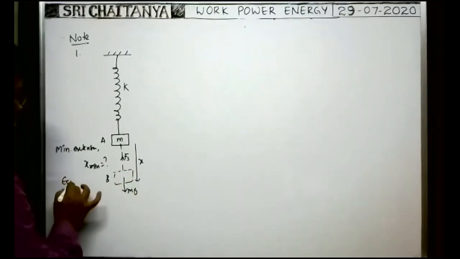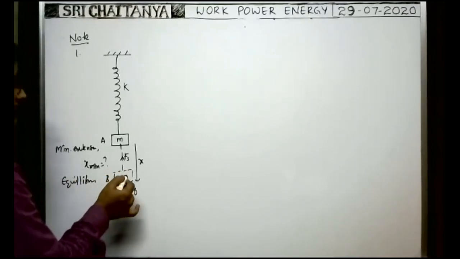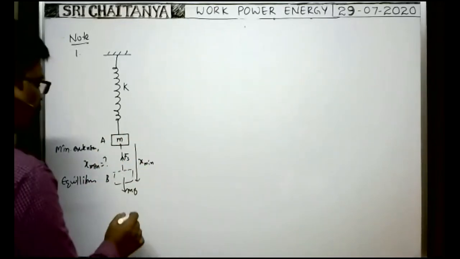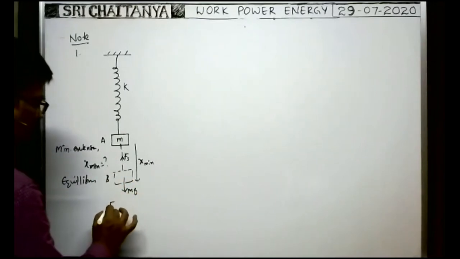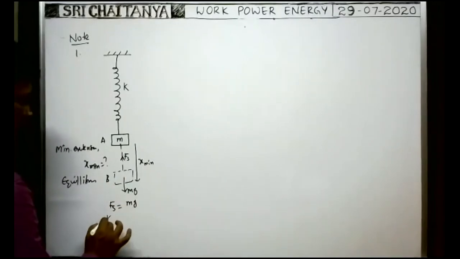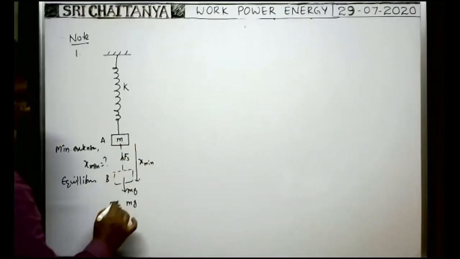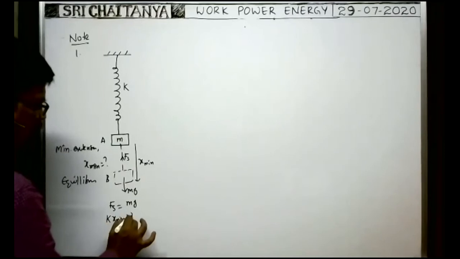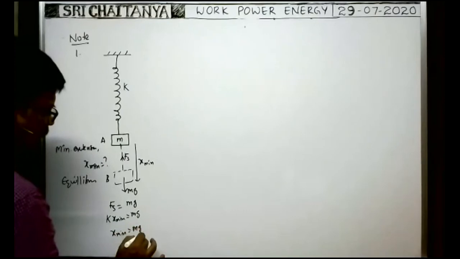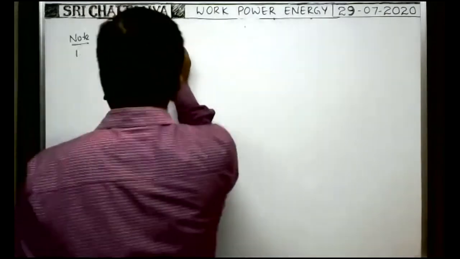When the block is under equilibrium at B, the net force acting on the block becomes 0. At that time, whatever the extension of the spring, that is the minimum, x minimum. So in this case, as the block is under equilibrium, spring force developed is equal to weight mg. What is the spring force? Spring force is equal to kx, k into the extension of the spring. In this case, whenever the block is under equilibrium, it is x minimum. That's why x minimum is equal to mg by k. So x minimum is equal to mg by k. It is the minimum extension in the spring.